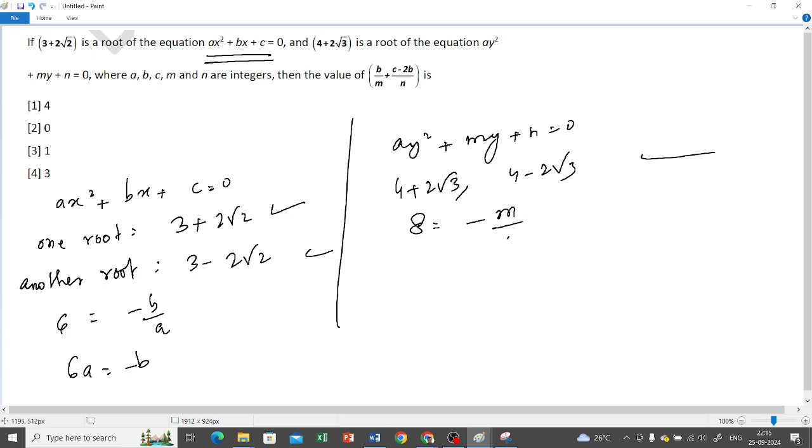Minus m by a. 8 is equal to minus m, right? So we have m in terms of a, and we have b in terms of a.